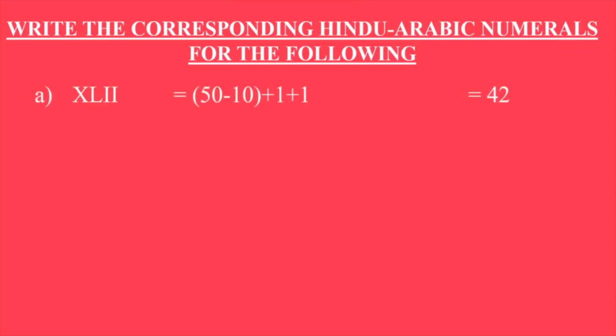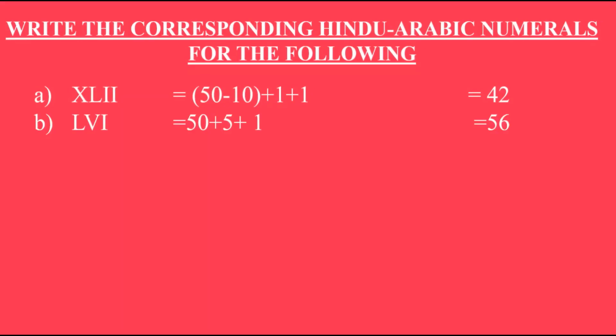Here it is written XLII. So XL is, L is 50, 50 minus 10 is 40 plus 1 plus 1. So the answer is 42. Next one, LVI. L is 50, V is 5 plus I is 1. So the answer is 56.